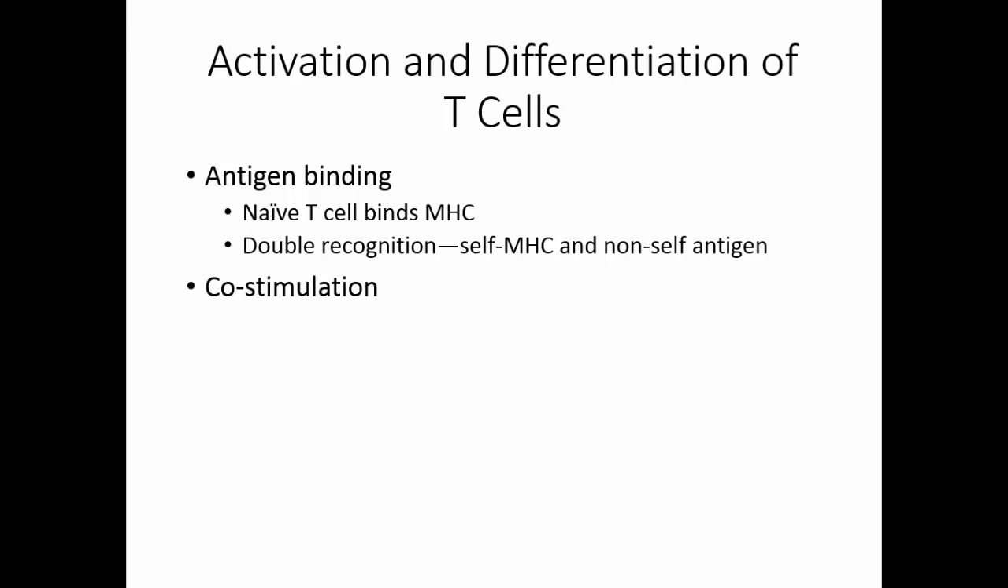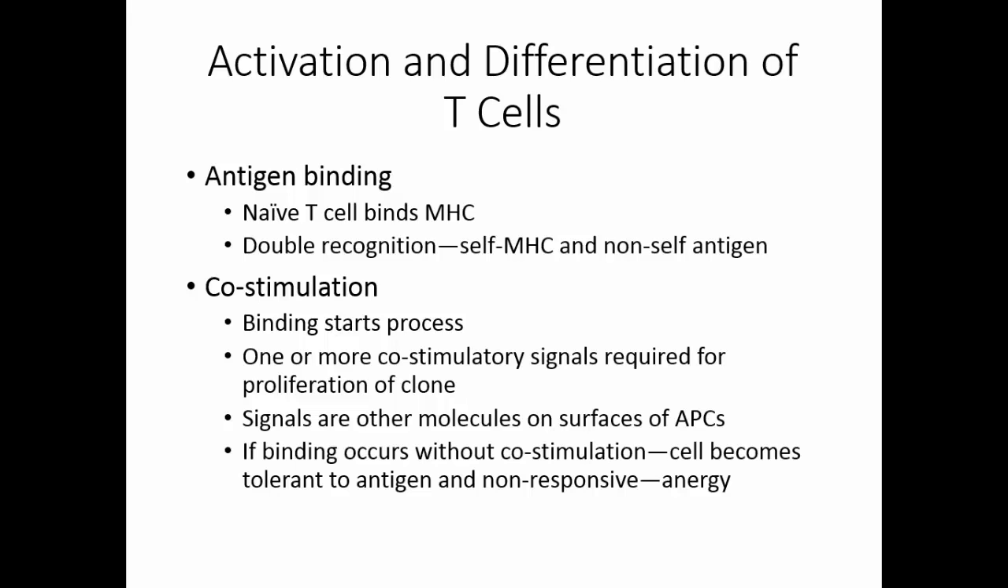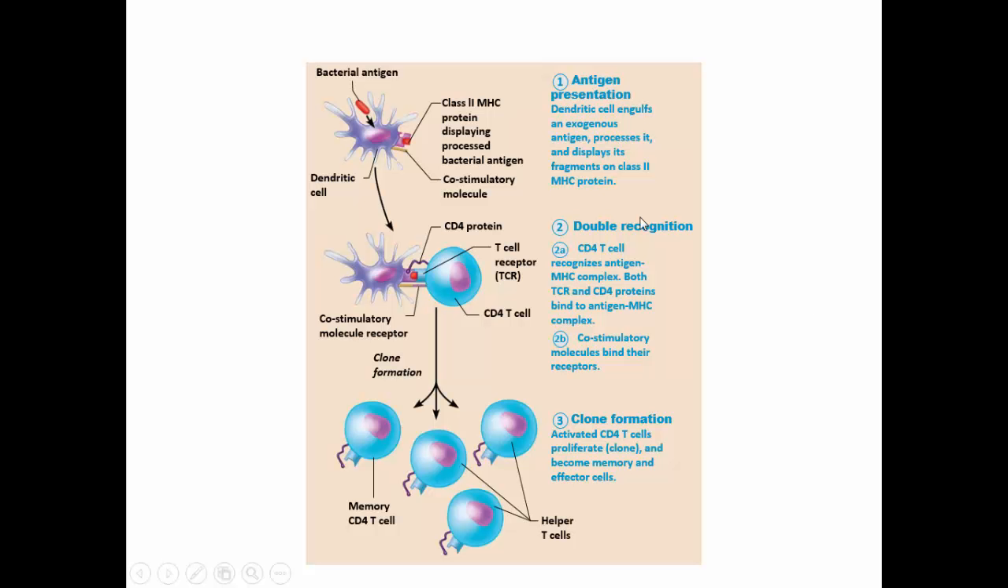However, this is not enough to get the T cell activated. Binding starts the process, but we must have co-stimulation. One or more co-stimulatory signals are required for this cell to divide. These signals are other molecules that are on the surface of antigen-presenting cells. If binding occurs and there's no co-stimulation, the cell will become tolerant to the antigen and non-responsive. We call this anergy.